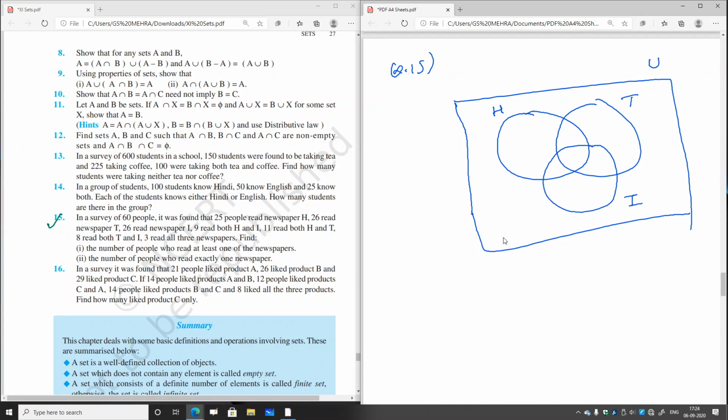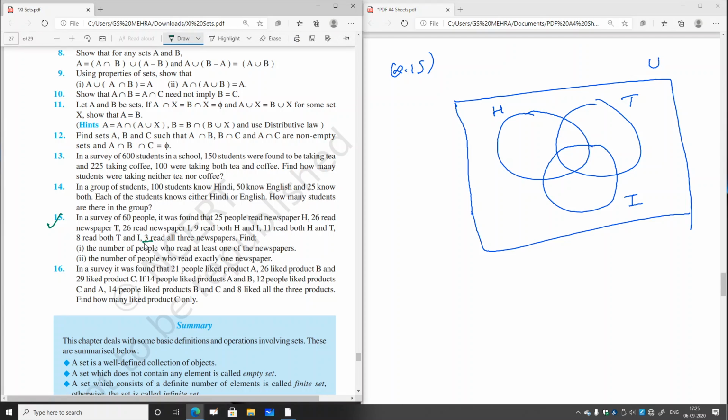So in the Venn diagram, we have already discussed that first of all you have to fill that portion which is common in all the sets. So here, if you see this portion, this is common for all 3 sets. So we'll fill up the number of elements in this portion. So what is that? 3 read all newspapers. So 3 will come here.